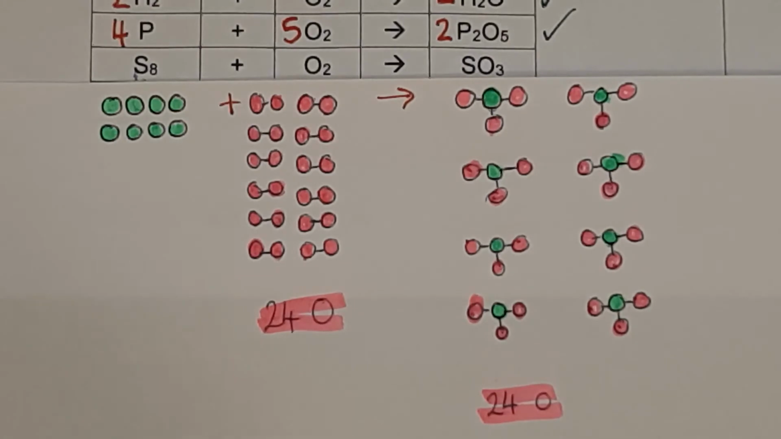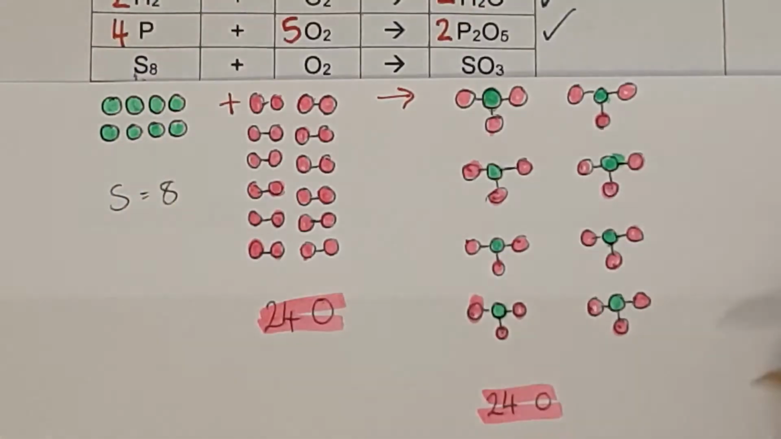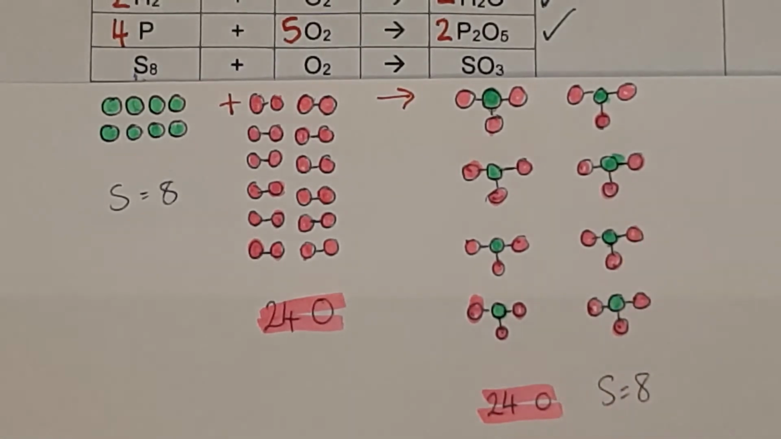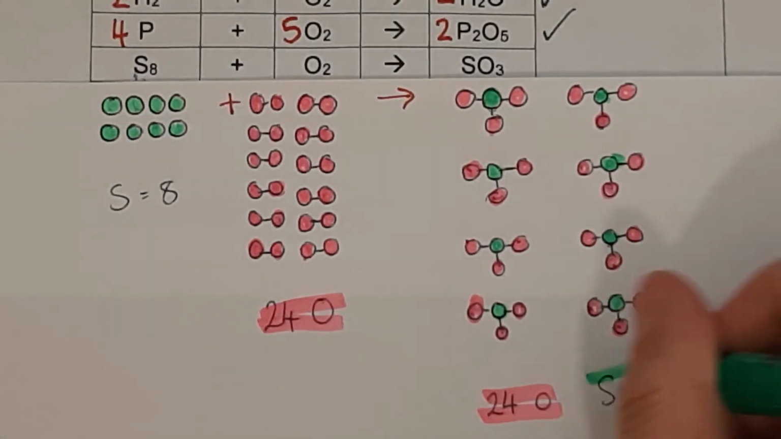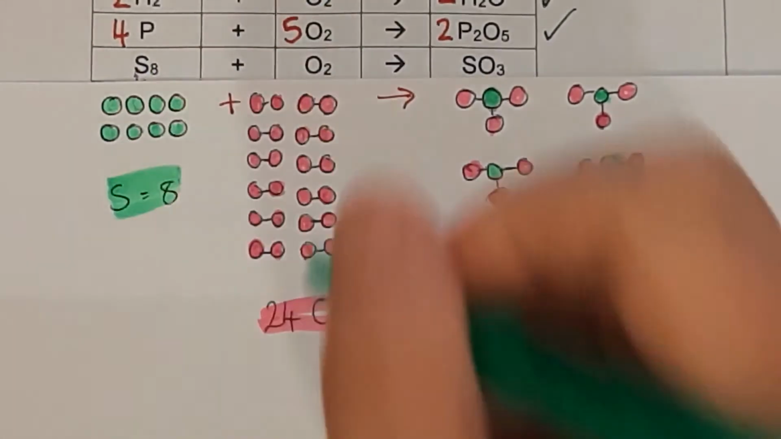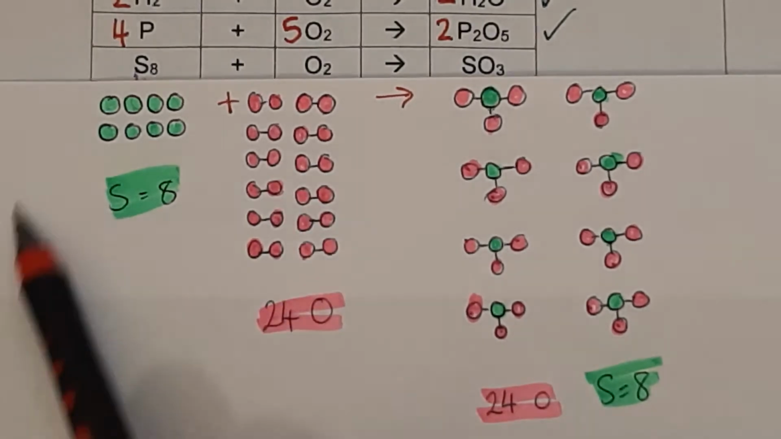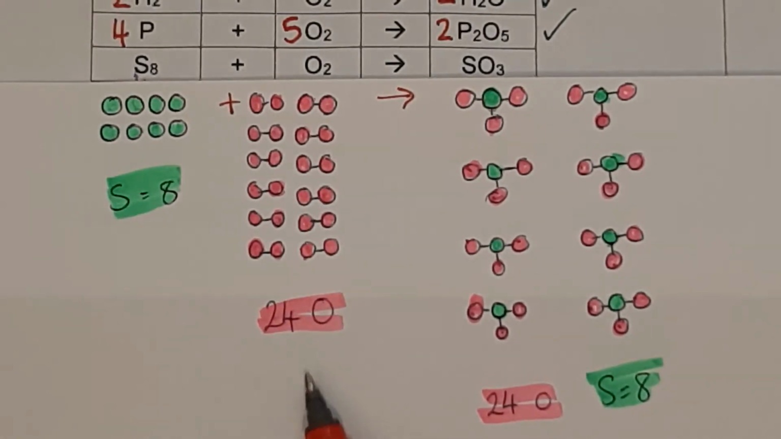Great. Now let's double check our sulfurs are still correct. 1, 2, 3, 4, 5, 6, 7, 8. And 1, 2, 3, 4, 5, 6, 7, 8. Perfect. So what we can say now is that we have definitely balanced our equation because the reactants are exactly the same in number as the products.